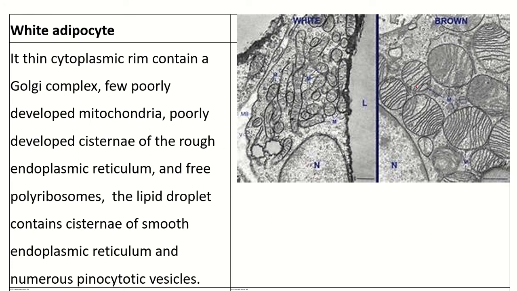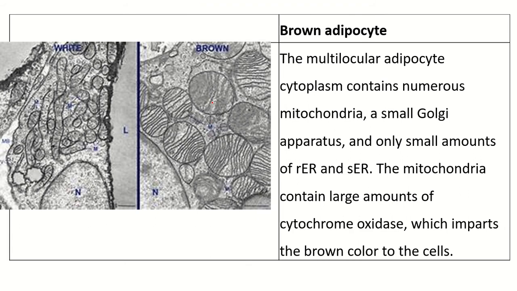These two are the electron microscopic pictures of the white fat and brown fat. This is the single fat droplet of the white adipocyte. This is the nucleus, the thin rim of the cytoplasm which contains the poorly developed mitochondria, and these are the pinocytic vesicles. This is the brown fat. This is the nucleus of the brown fat, this is the lipid droplets, and this is the well developed mitochondria.